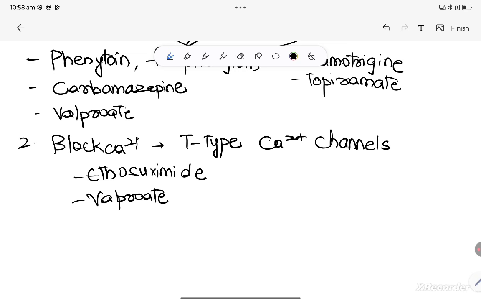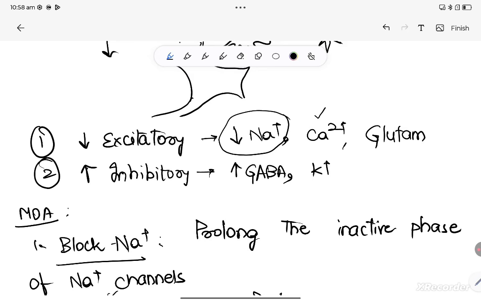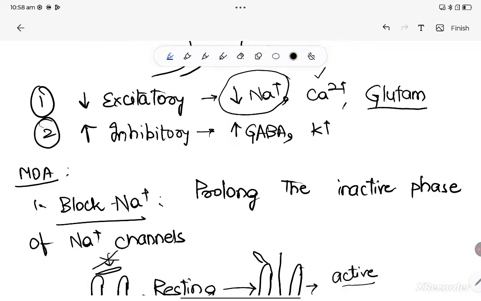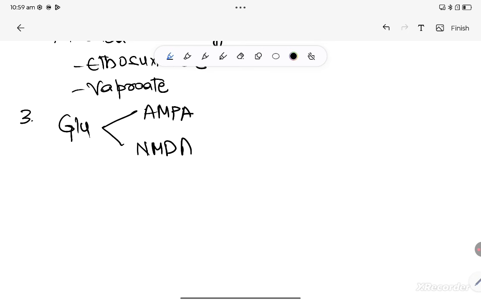Now, let us talk about glutamate, which is our excitatory neurotransmitter. Our excitatory neurotransmitter, glutamate, acts through two receptors: AMPA receptors as well as NMDA receptors.